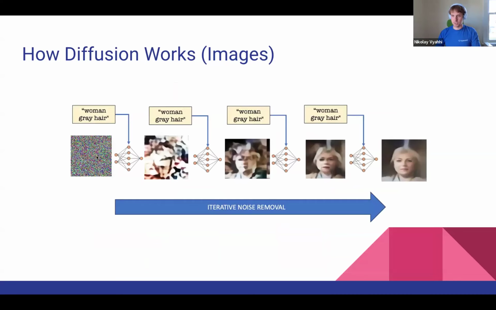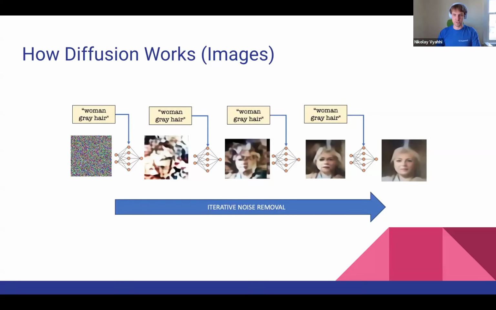And this is how noise removal works. Basically, you have a prompt, not just woman, but woman with gray hair, and a noise. At the first step you get some image, and at the next step you get some image. So you iteratively improve your noisy, low quality image. Noise is a special case of a very low quality image of a woman with gray hair, and you iteratively produce a good image.